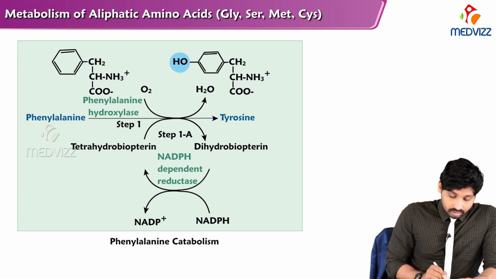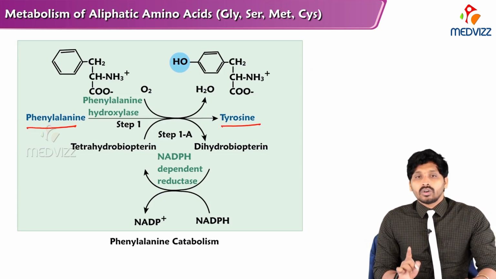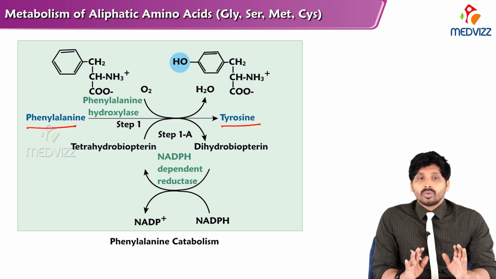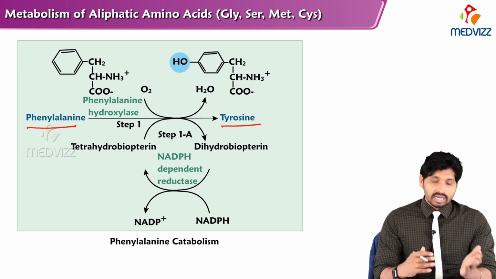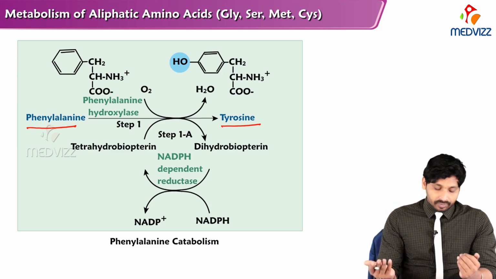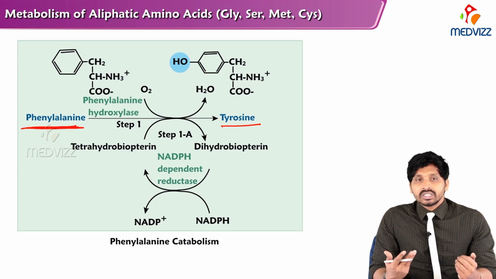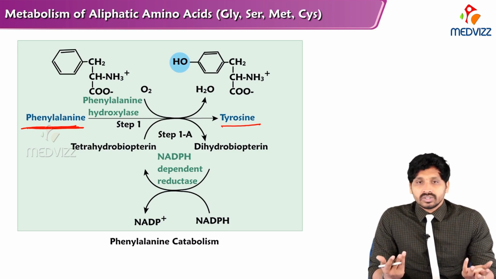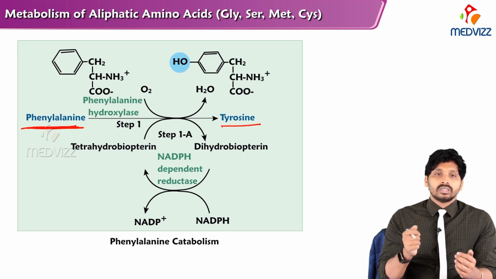Remember here two things: phenylalanine is essential, tyrosine is non-essential. Tyrosine is non-essential when you are providing ample amounts of phenylalanine, then there is no need for tyrosine to be supplied, because phenylalanine is converted into tyrosine. In conditions like phenylketonuria, phenylalanine cannot be metabolized, so tyrosine will become essential. So in phenylketonuria, the conditionally essential amino acid is tyrosine.